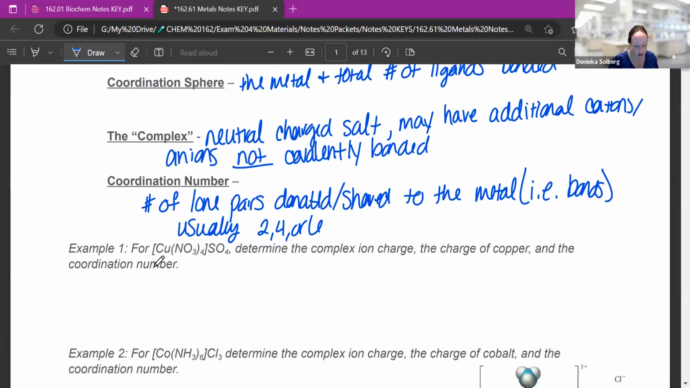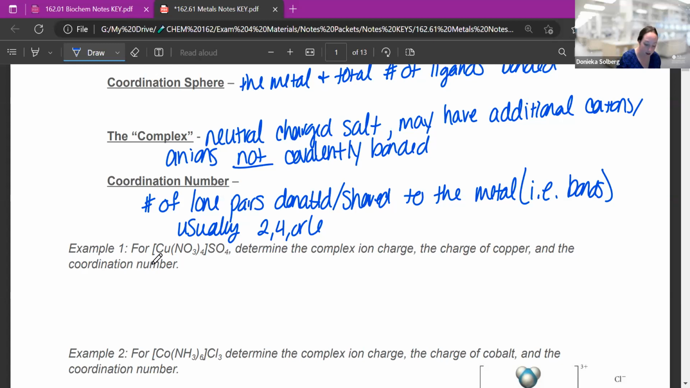So example number 1 is this compound here. This is a copper, and inside the brackets I have 4 NO3, those are nitrate ions. Outside the brackets I have a sulfate ion. This sulfate is not attached to the copper. That's how this name works out. Determine the complex ion charge, the charge of copper, and the coordination number.